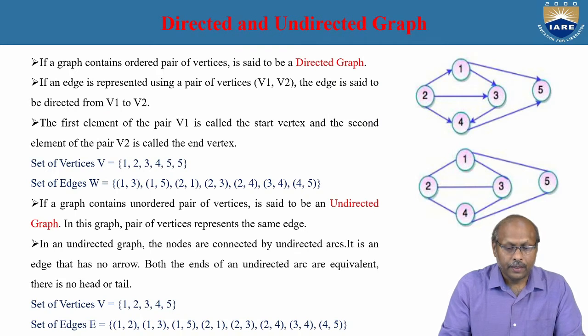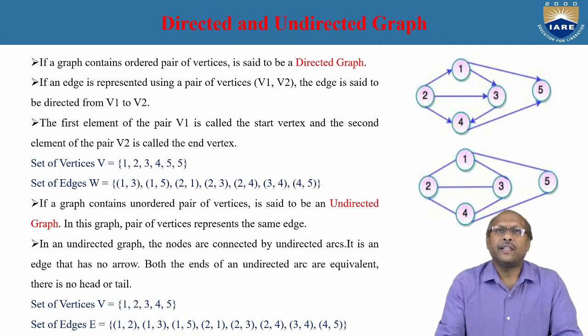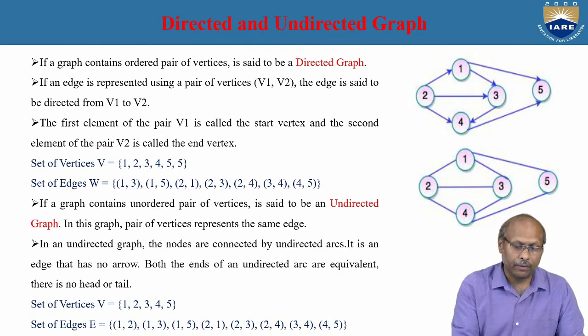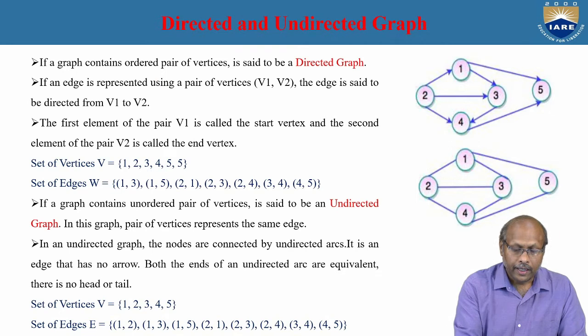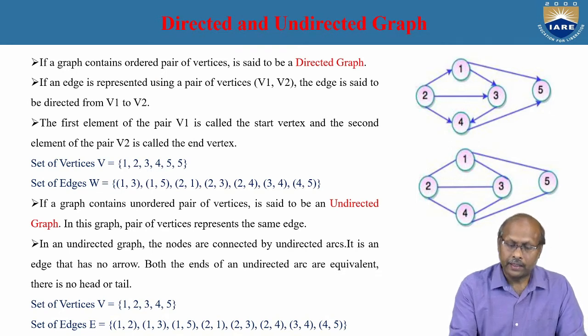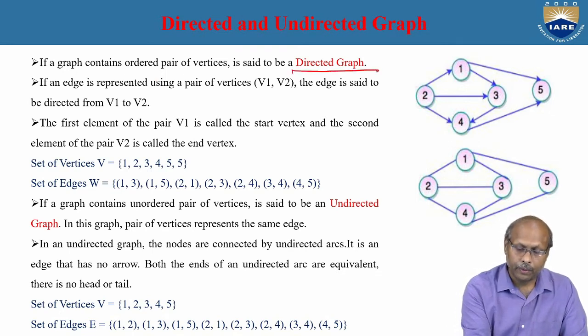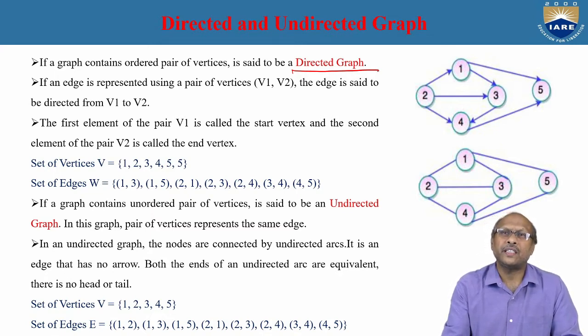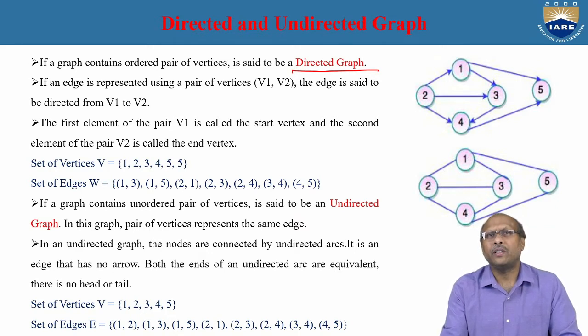A graph can also be divided into two types, directed as well as undirected graph. If a graph consists of a set of nodes with a particular order and direction is specified, then that graph is called a directed graph. If a graph contains ordered pairs of vertices with the direction specified, then it is called directed.